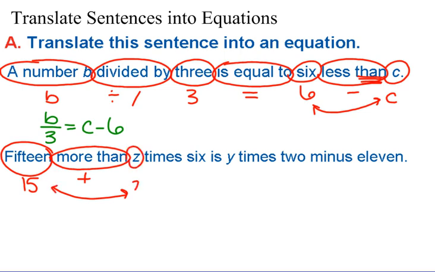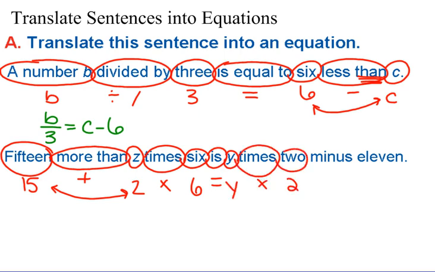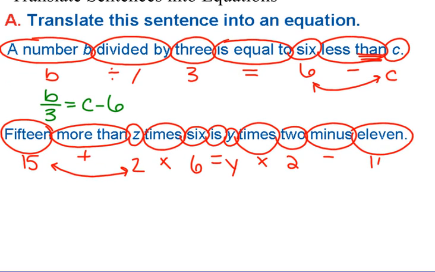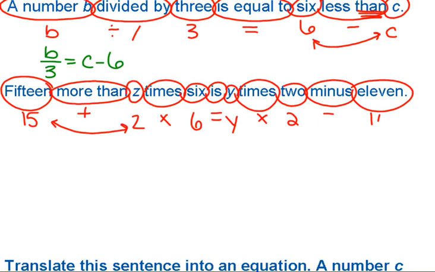z times 6 is y times 2 minus 11. So I've just gone through, I've circled everything. I've made sure I haven't forgotten anything. Now on this one, it's a little tricky. We need to write these things as simplified as possible.